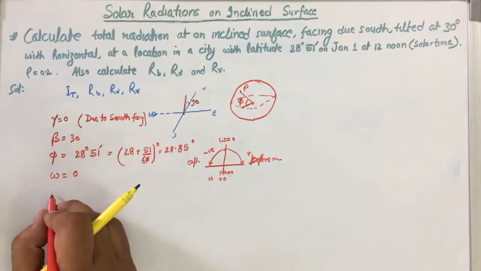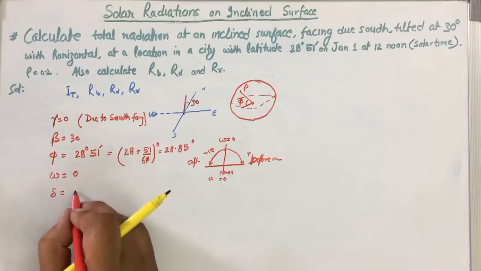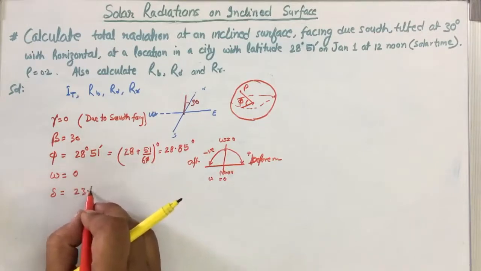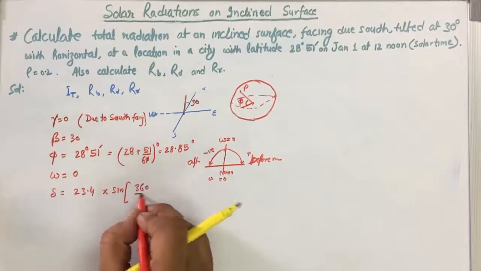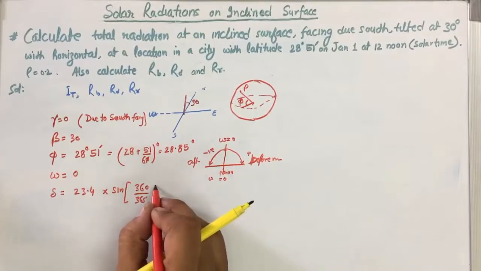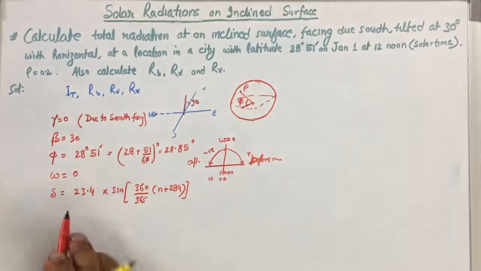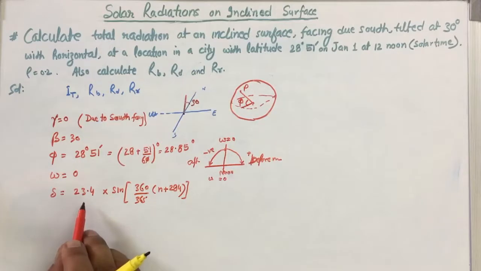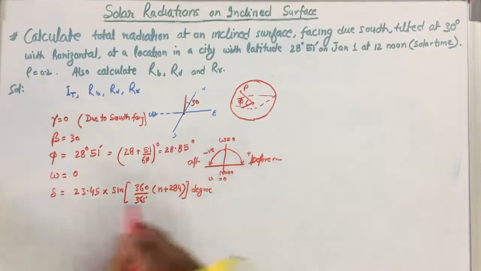And January 1, it means they are talking about 1 January. So the declination angle can be found out with the help of the number of days from 1 January. So if I can remember, then it was 23.45 into sine of 360 by 365 into (n plus 284). Let me have a cross check. Yes, it was here. So this was the formula to find the declination angle.